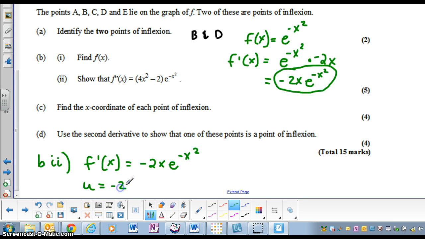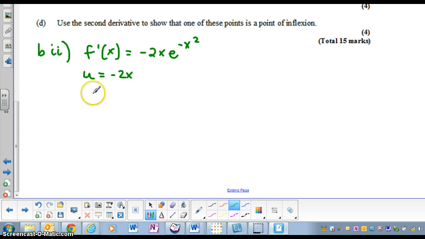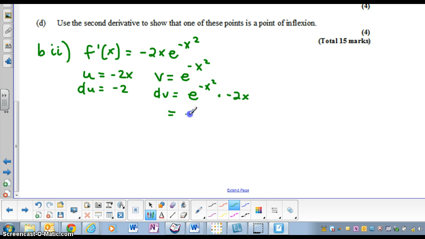Our u in this case would be negative 2x, and my derivative of u would be negative 2. My v in this case would be e to the negative x squared, and my derivative of v would again be the entire original item times the derivative of my exponent, so times negative 2x. We can simplify that by moving the negative 2x in front. My product is my derivative of u times v plus my derivative of v times u. So negative 2x times negative 2x is 4x squared times e to the negative x squared.